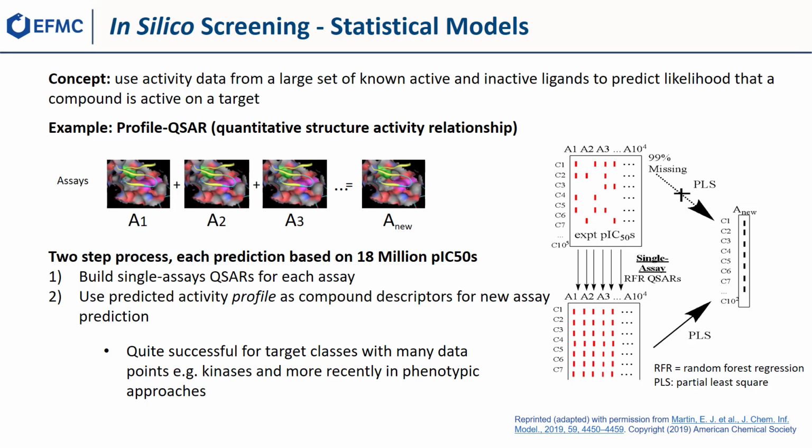This method uses a two-step process. First, we fill the missing data points by building single assay QSAR models, which gives us the picture at the bottom, where we have a completely filled data table for all assays and all compounds, some of which are experimental, some of which are predicted. In the second step, we use this predicted activity profile as compound descriptors to predict how the compounds will perform in the new assay.